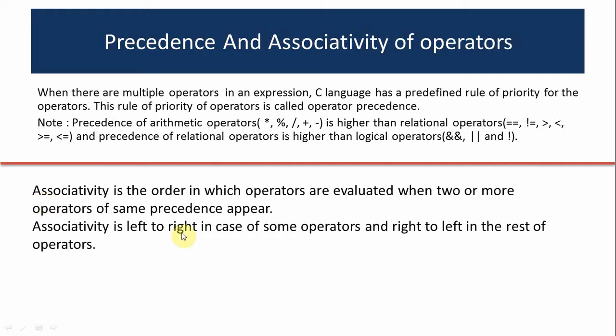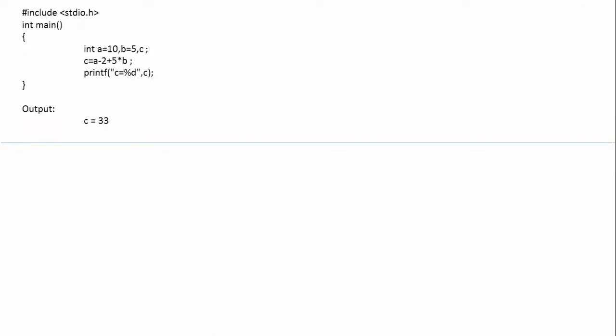Associativity is the order in which operators are evaluated when two or more operators of same precedence appear. Associativity is left to right in case of some operators and right to left in the rest of operators. Now we are going to understand the concept of precedence and associativity with the help of examples.